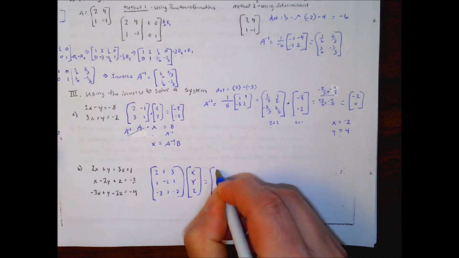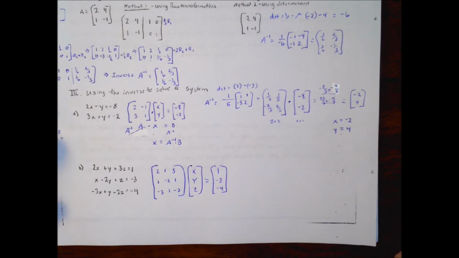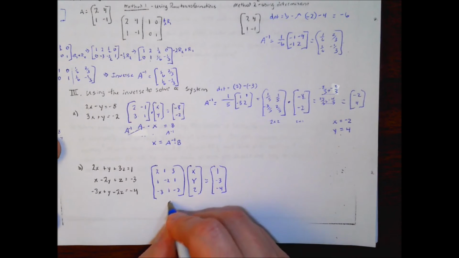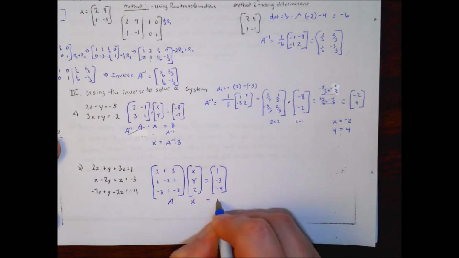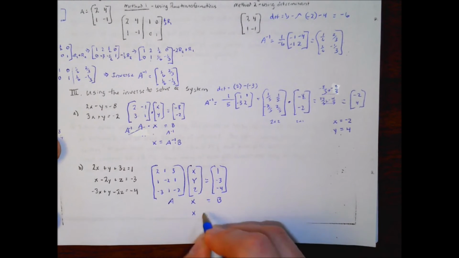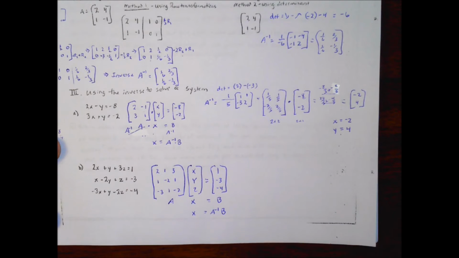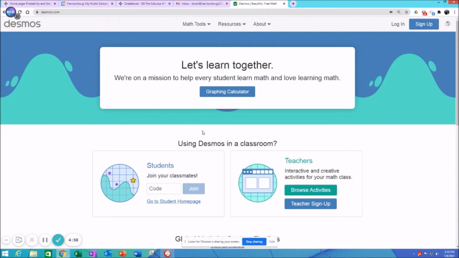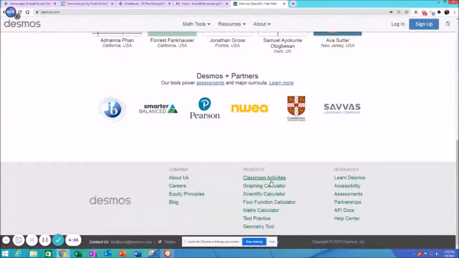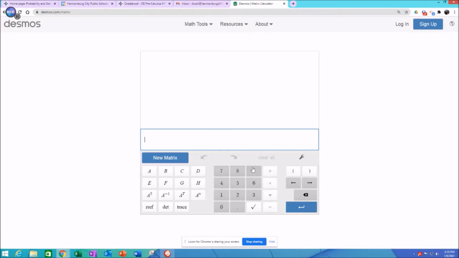Okay, so this is our A, our x equals our B matrix. So our x is going to equal, we have to take the inverse of A and multiply it by B. Okay, so I'm going to show you in Desmos how to do all that. To solve these, we're going to go to the matrix calculator at desmos.com, all the way at the bottom. We're going to put in matrix A.